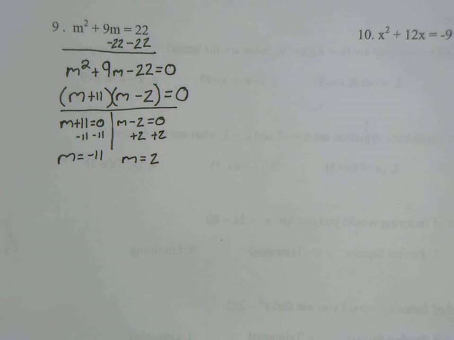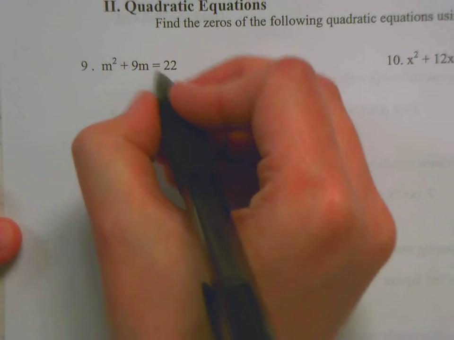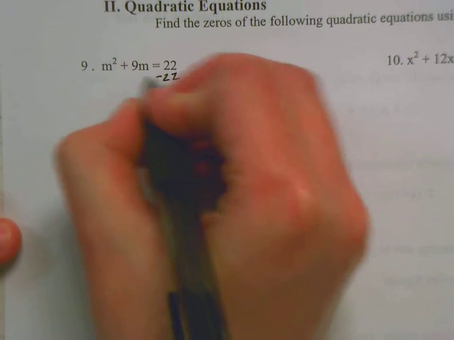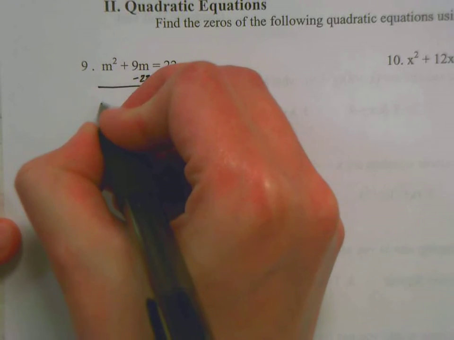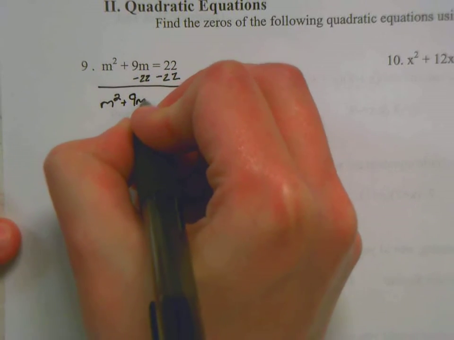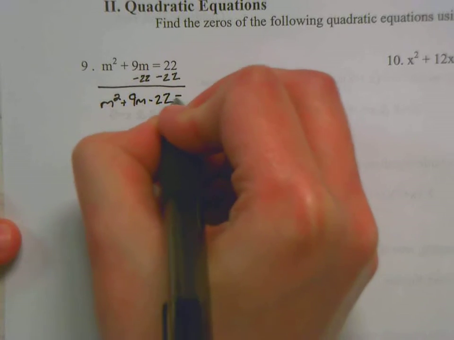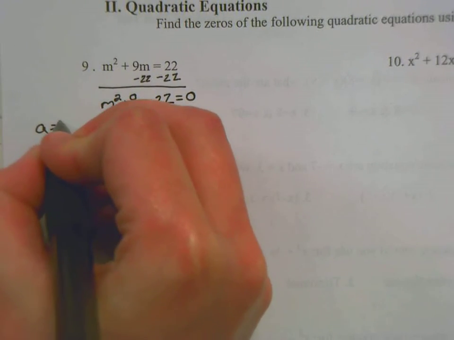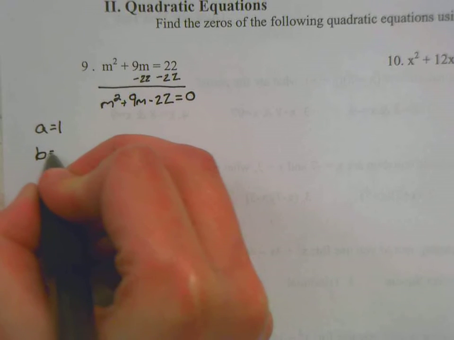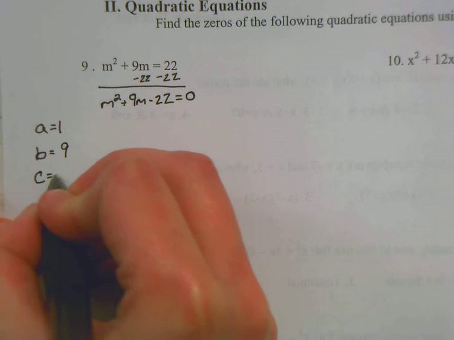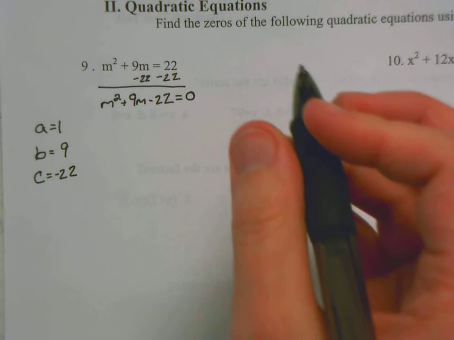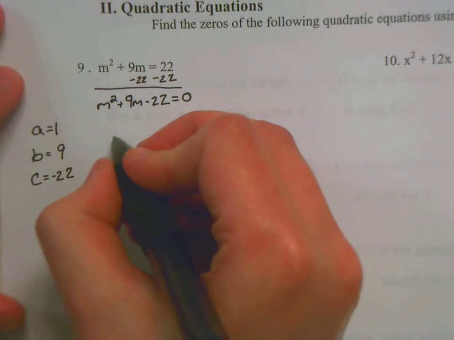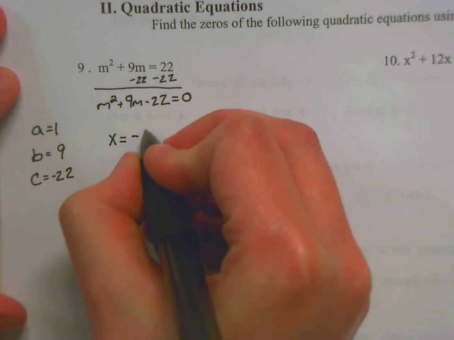If you chose to do the quadratic formula, your work would have looked like this. Again, it had to be set equal to 0, so you should have subtracted the 22. So then you could have identified that A was 1, B was 9, and C was negative 22. So if you plugged in to the quadratic equation, it would have looked like this.